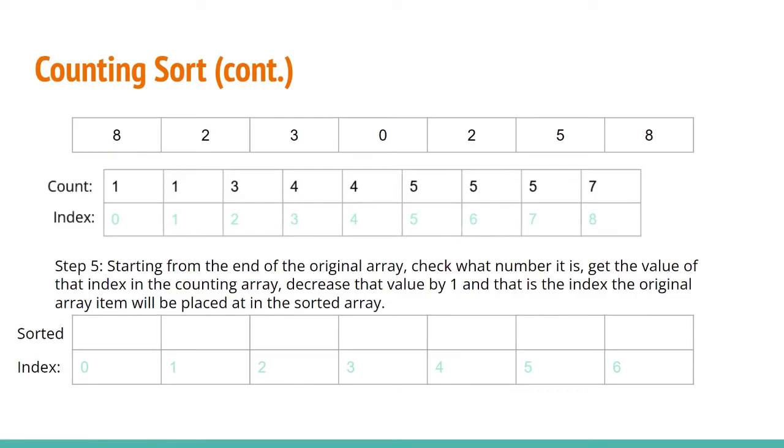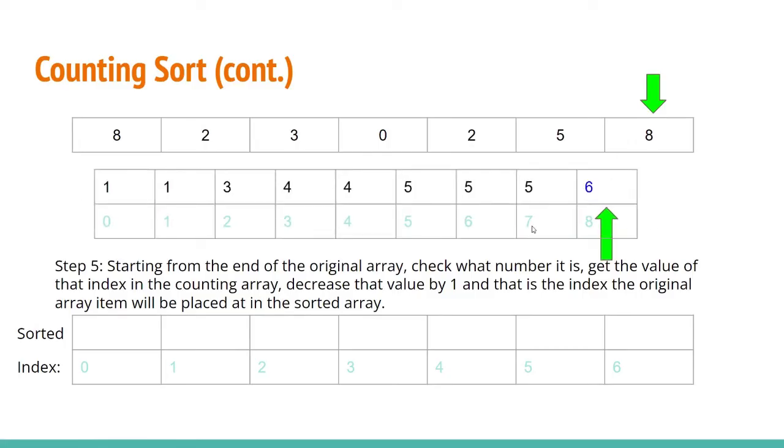So once we do this, we're going to start from the end of our original array, check what number it is. As you can see, we'll check that it's 8, and then we'll go to our index at that number in our counting array, and then we'll decrement the number that's in that value. Once we do that, that will give us the index of that original array item, and that will be placed in the sorted array. So we'll go to index 6 of our sorted array and place 8 in there.